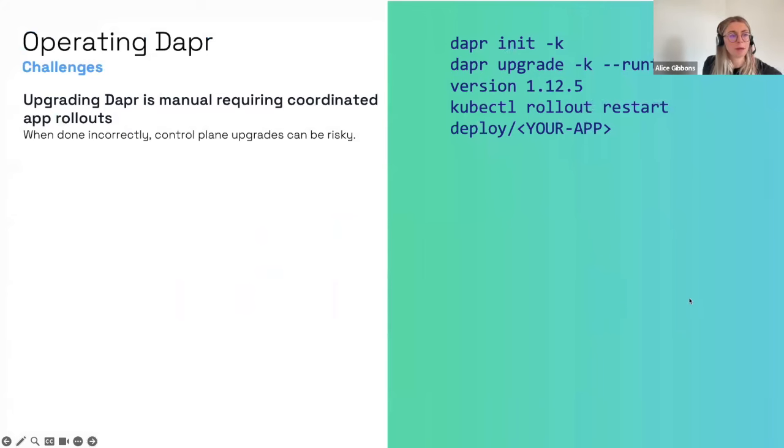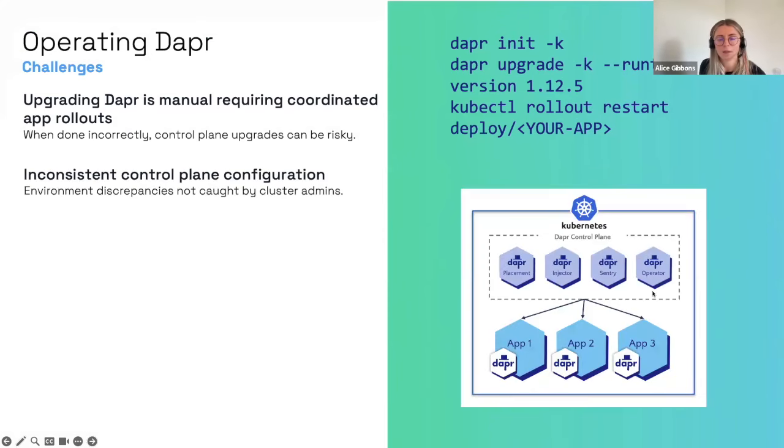The first one I want to talk about is Dapr upgrades. Oftentimes, upgrading Dapr is a manual process, and you have to coordinate both the application rollouts along with the control plane. Dapr has what's called a control plane that it depends on. If I go to the next slide, you can see a little picture of the control plane down here. There are 4 main pieces of that control plane, and it needs to be kept up in order for all of your applications that have Dapr sidecars to work correctly. And oftentimes these control planes might have inconsistent configuration and environmental discrepancies that might not be caught by cluster admins.